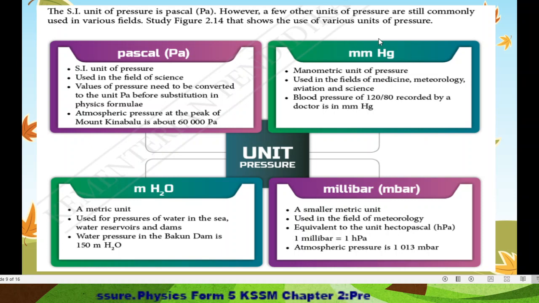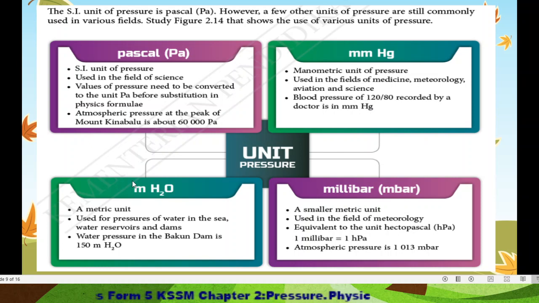Okay, the second unit that we can use is millimeter mercury, as used in the mercury barometer. It is a manometric unit of pressure, used in the field of medicine, meteorology, aviation, and science. A blood pressure of 120/80 recorded by a doctor is in millimeter mercury. So you can see if you go and measure your blood pressure, this one is 120 millimeter mercury over 80 millimeter mercury.